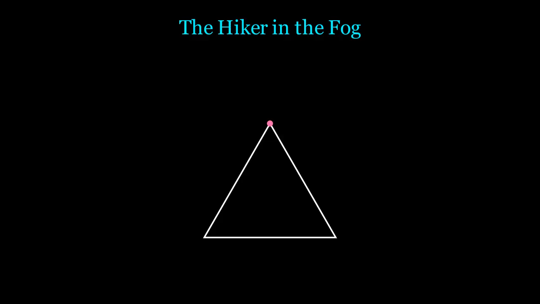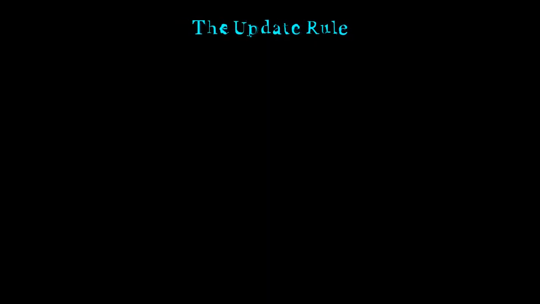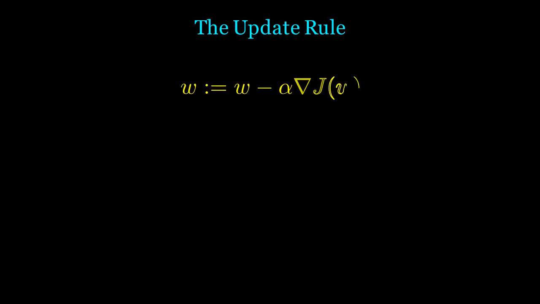Think of gradient descent as being a hiker lost in a thick fog on a mountain. You can't see the bottom of the valley, but you can feel the slope of the ground under your feet. If you want to get to the bottom, you take a step in the direction where the ground slopes downward most steeply. In mathematics, this slope is the gradient, a vector of partial derivatives.